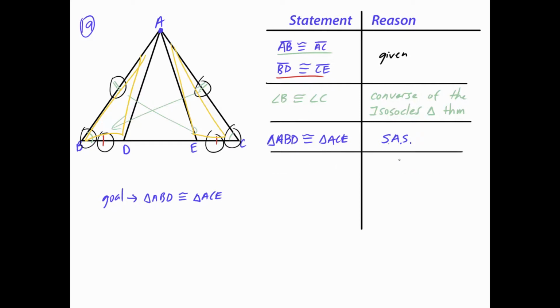And actually, if we look at our goal, was to prove that those two were congruent, and I've done that with just 3 simple steps. So not that bad to get all the way through question 19. Understanding that the converse of the isosceles triangle theorem, that was kind of the key pivot point to solving that problem.